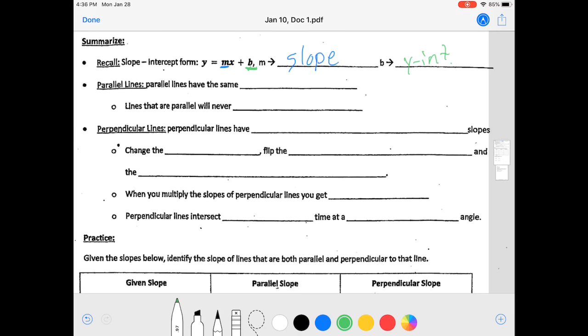So when we talk about parallel lines, we mean the lines that have the same slope. These lines that have the same slope will never touch on the graph. Perpendicular lines have opposite reciprocal slopes.